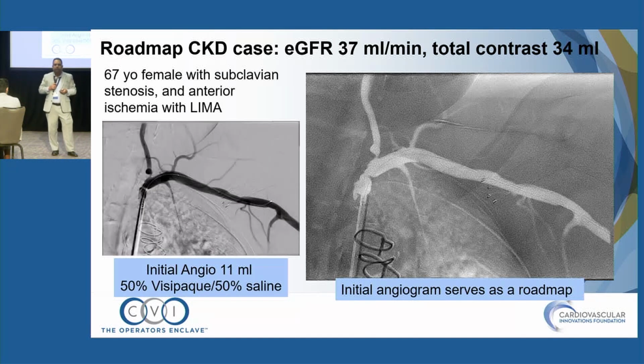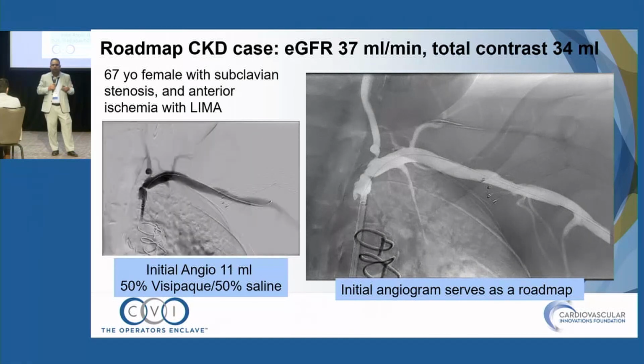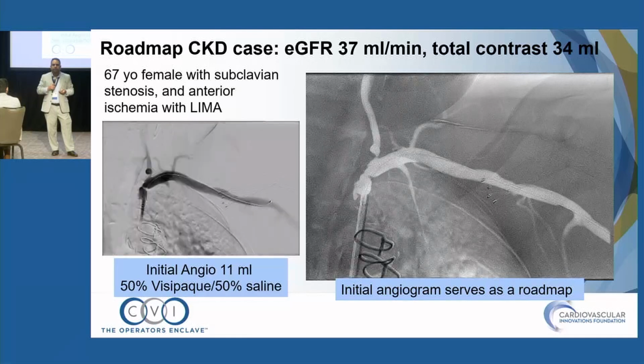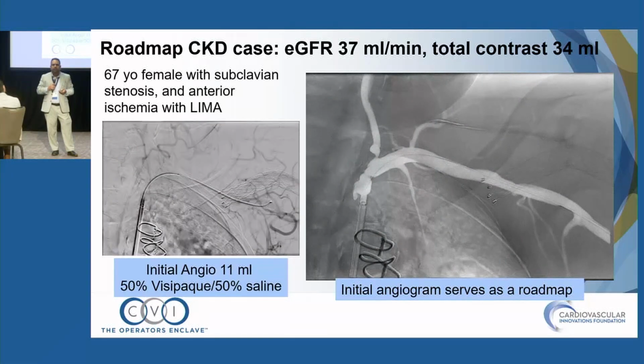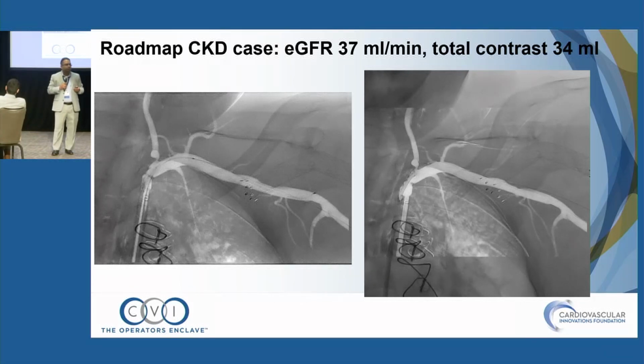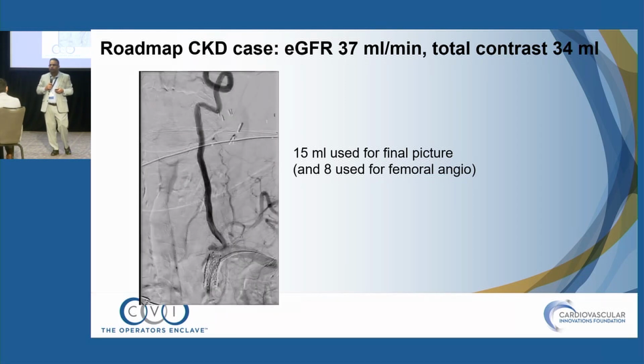Just an example of how you do that, and particularly for carotids, it's very helpful where I don't want to keep puffing, but any type of peripheral intervention. Here we have a tight subclavian. We wire with the roadmap. We balloon with the roadmap. I position my stent with the roadmap. And then I use a small amount of contrast for a final image.